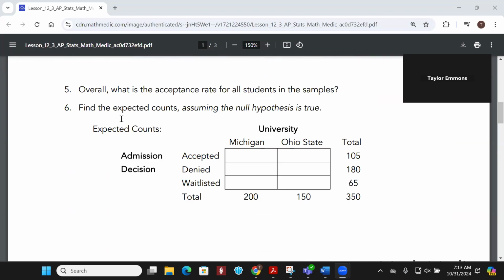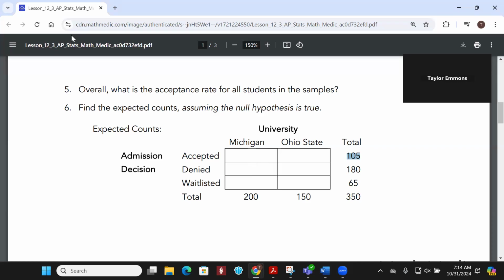Okay, now question number 6, find the expected count, assuming the null hypothesis is true. So how many people would we have that are from Michigan that would be accepted? Not 31. What's going to be expected? So what is the acceptance rate? So out of the total 105, how many should be coming from Michigan?